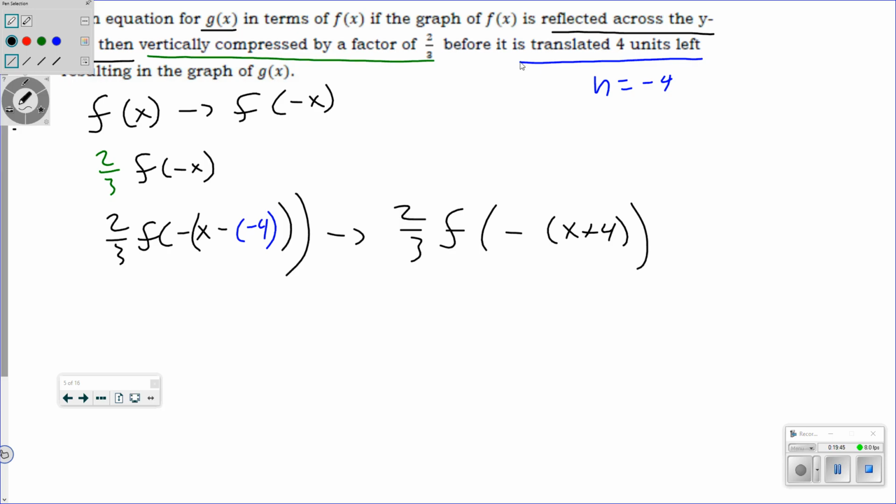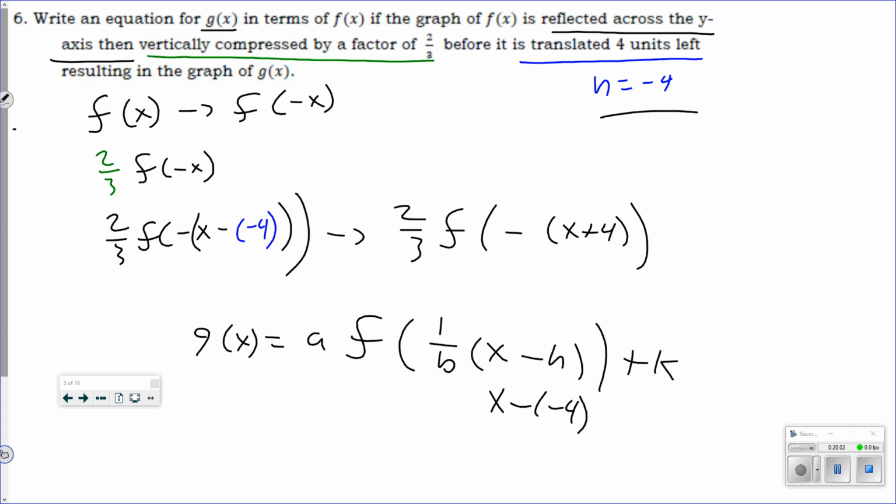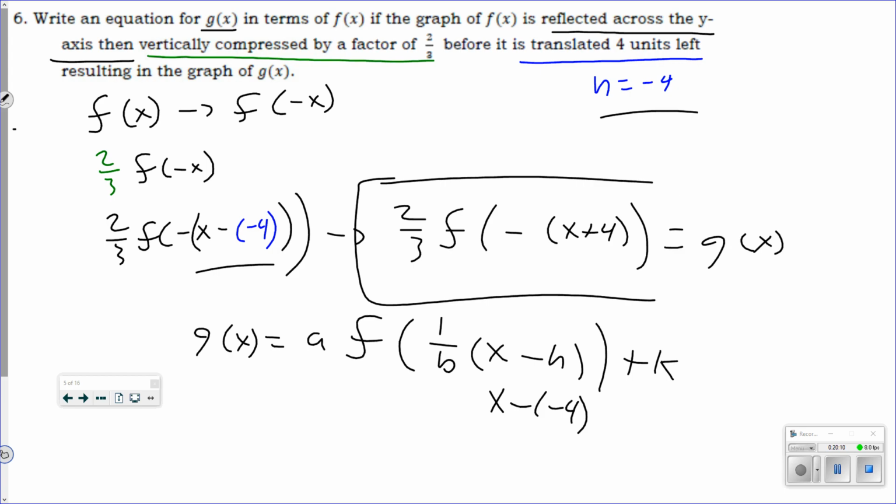And that's what you get, because remember the equation is that g of x is a f of 1 over b, x minus h, all plus k. So you have an h of -4, you have x minus that -4. And that's why I put it like this, so you can kind of see what's happening. And you get your final answer to be like this. Just write that equals g of x. Preferably write it before it, but whatever. And that's your answer.